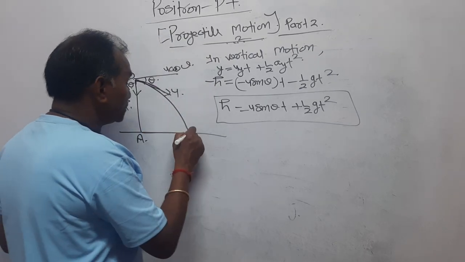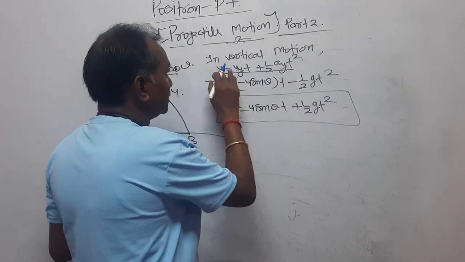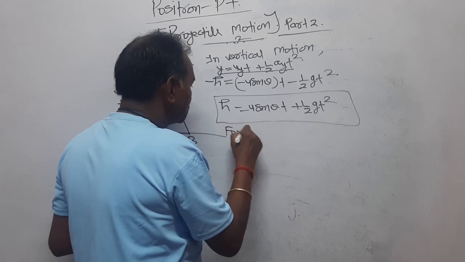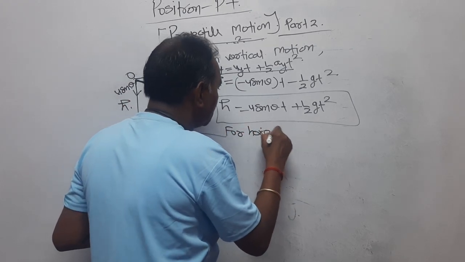And range will be what? In the same way, for horizontal motion, how am I writing the equation?